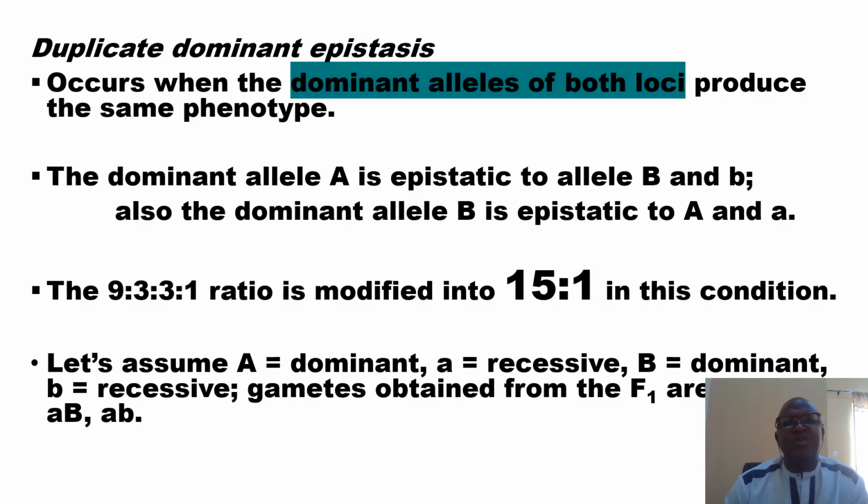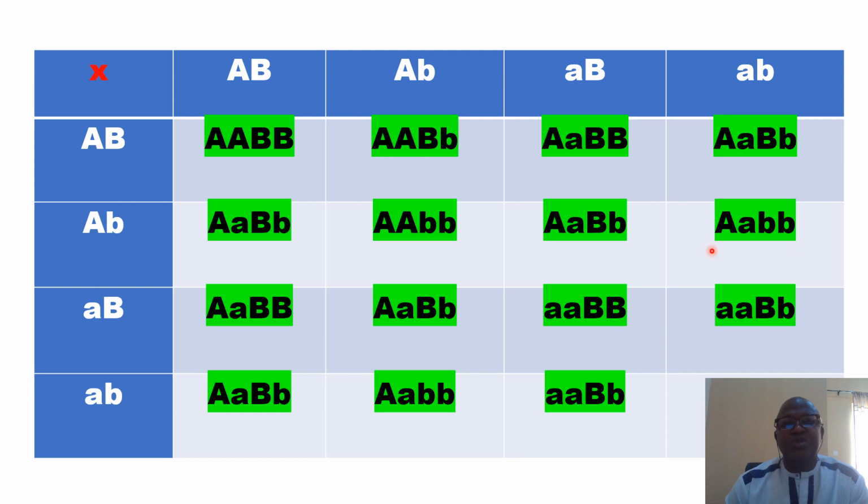So duplicate dominant epistasis occurs when the dominant allele of both loci produces the same phenotype. In this case, the dominant allele A is epistatic to capital B and small b. Also, the dominant allele capital B is epistatic to capital A and small a. So the 9:3:3:1 ratio is modified into a ratio of 15:1 in this situation. So this is an example of the cross. You can see because of that epistatic reaction, we have a ratio of 15:1.